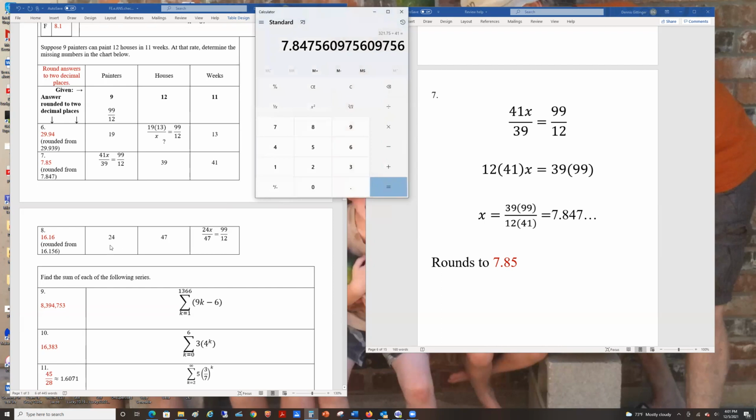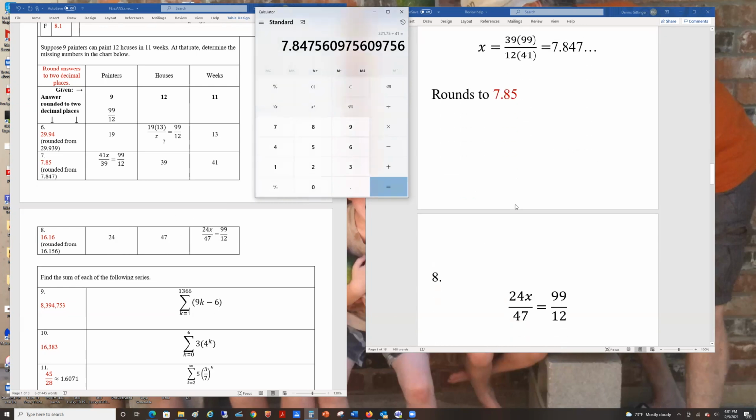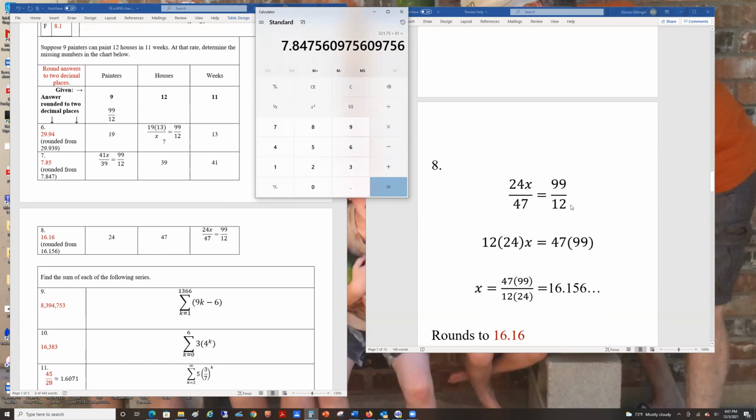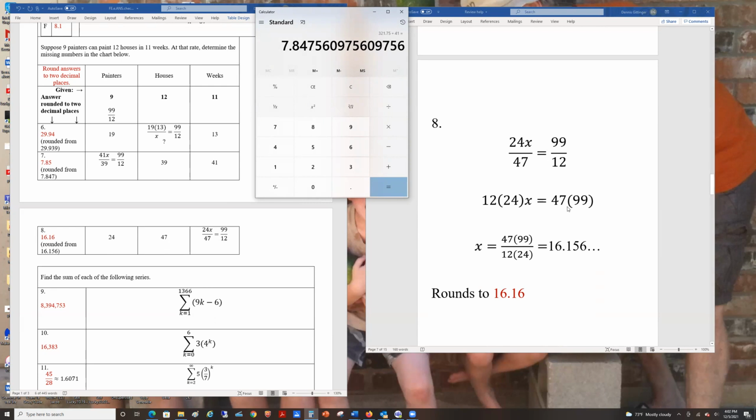And number 8, how long will it take 24 painters to paint 47 houses? Again, X number of weeks, 24X over 47 must equal 99 over 12. Cross multiply, I get 12 times 24X must equal 47 times 99. You can just stop right here and take your calculator out and just say 47 times 99.